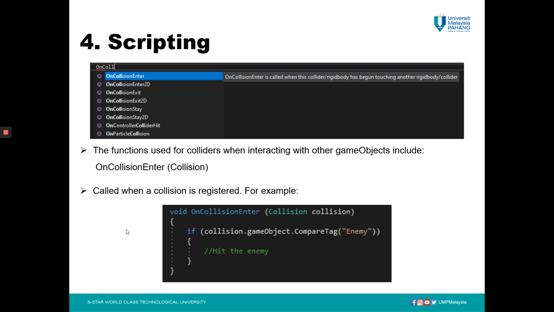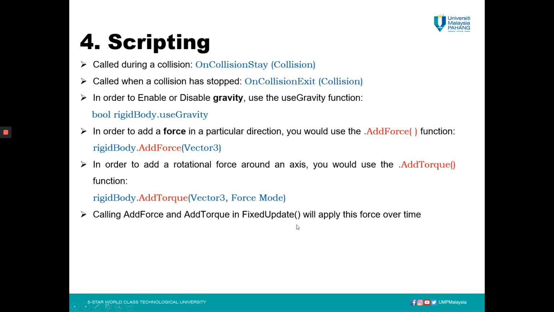The next one is the scripting. When you want to do the collision physics, you still need to play around with the scripting. Inside the scripting, we have the on collision enter. For example, when a collision is registered and it is compared to the tag enemy, then it gives the direction to hit the enemy. It also has on collision stay, on collision exit, and also in order to enable or disable the gravity, you can use the bool rigid body dot use gravity and so on. Okay, that is about scripting. We will go on scripting in more detail in the next video.